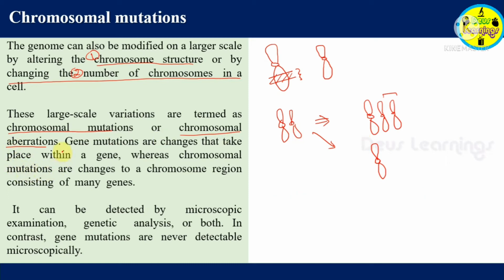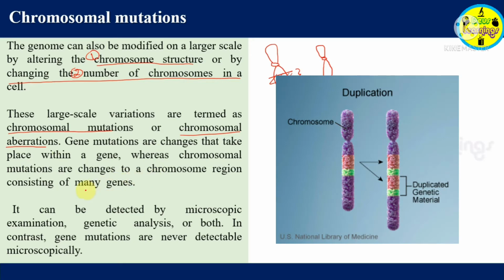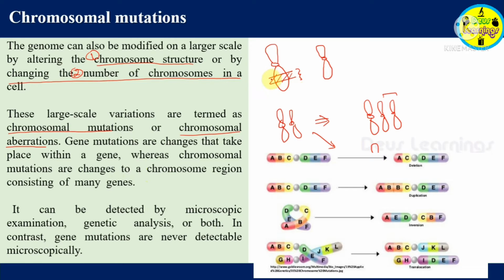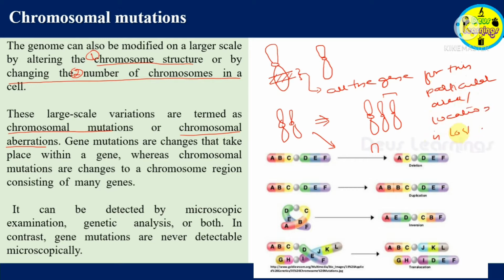Gene mutations are changes that take place within a gene, whereas chromosomal mutations are changes to a chromosomal region consisting of many genes. That's important. If you delete a particular location, all the genes at this area are gone. The genes for this particular location are lost, so those genes which have some function will be lost, right?